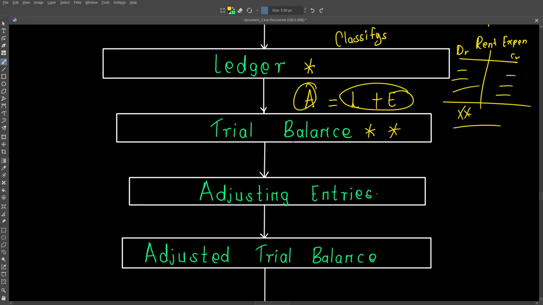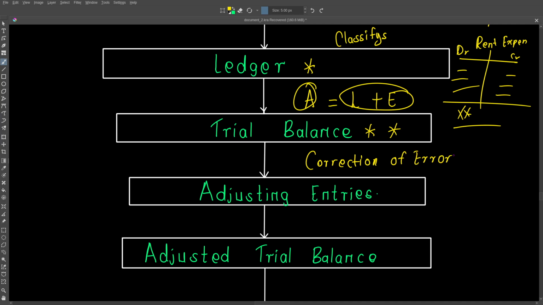So there isn't anything that is bringing about that transaction in the trial balance. Note that even if the trial balance balances, it doesn't mean that there couldn't be errors. There can be an error, okay? But if it doesn't balance at all, that already indicates there is a need for correction of errors, okay?